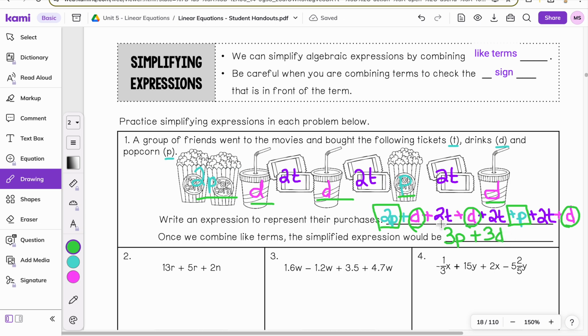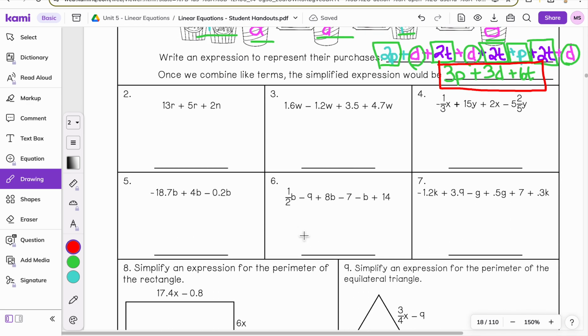And what's last? We have our tickets. So here I have 2 tickets, 2T plus 2T plus 2T. So 2 plus 2 plus 2 is 6T. And that makes sense in our picture, right? I can see that I have 1, 2, 3, 4, 5, 6 tickets. So we are done. We have combined like terms to simplify this expression. This is as far as we can go. There is no equal sign. We cannot solve this. So that's what you're going to be practicing here.